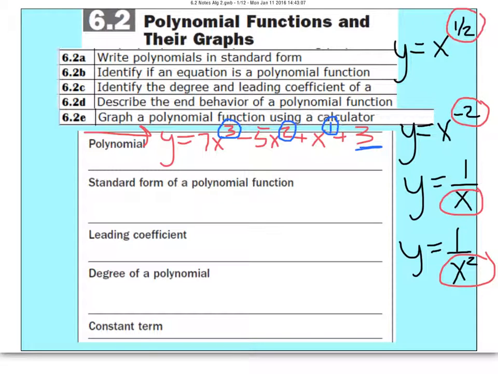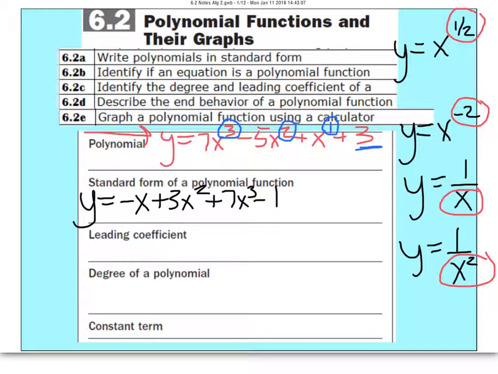Now, standard format just means that the polynomial must be written with the highest exponent first, followed by the lower exponents. So for example, what if I gave us this equation first? y equals negative x plus 3x squared plus 7x cubed minus 1. And they wanted it in standard format.